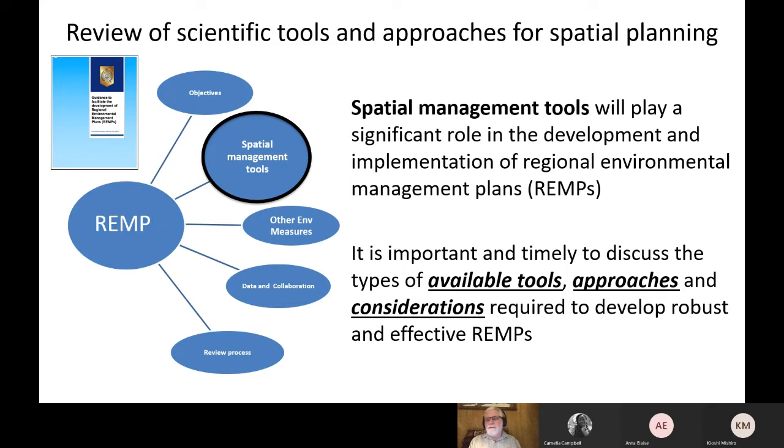So spatial management tools are going to play a significant role in the development and implementation of a regional environmental management plan. And so what we want to discuss today are the available tools, approaches, and considerations that go into area-based management.